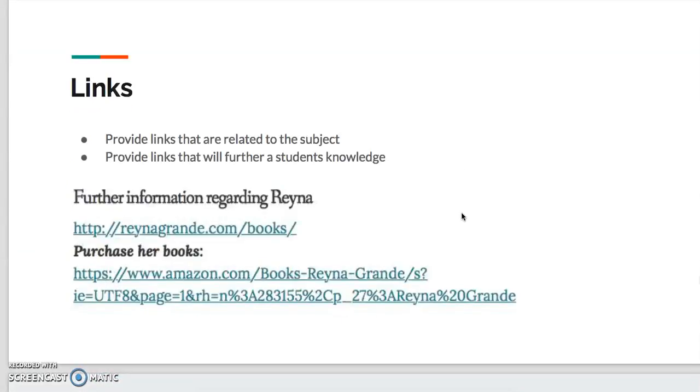The third thing is links. So outside sources are always important when creating a webpage. There are always so many subtopics between the main topic. There's always more research to be done. Some students like to look at additional links in order to find out more information about a topic. Providing links to other reliable sources will provide students a chance to gain further knowledge on said subject.